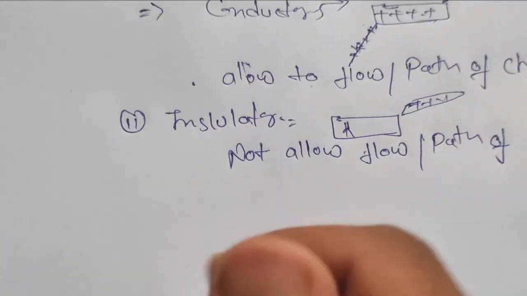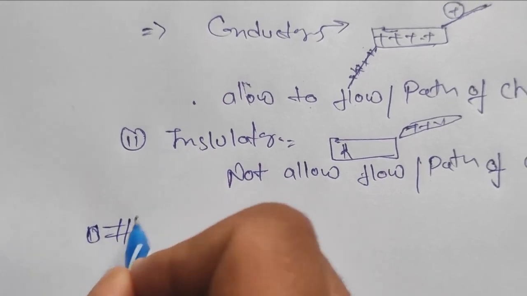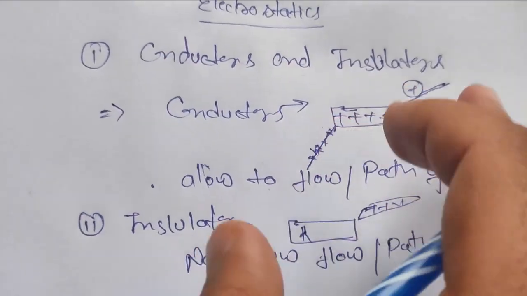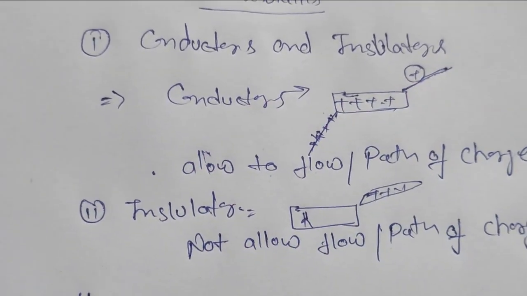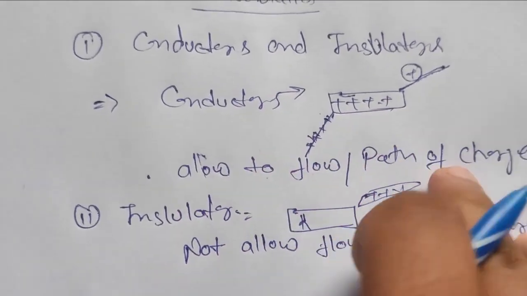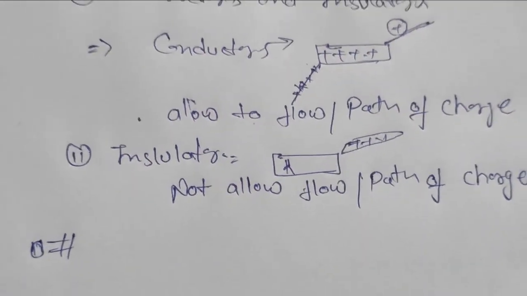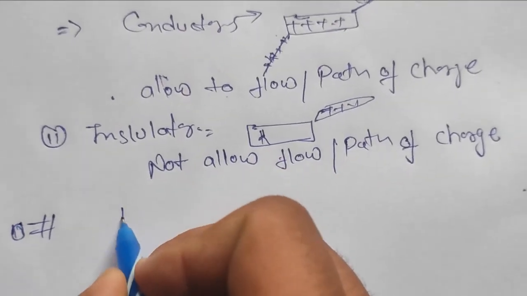So these are conductors and insulators. In an exam, for understanding, a conductor is one that allows the path of charge, which we can demonstrate with this, and an insulator is one that does not allow the path of charge. Okay, the next topic is the properties of charge.